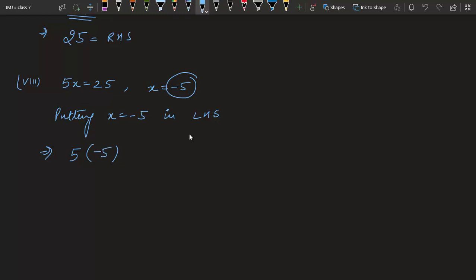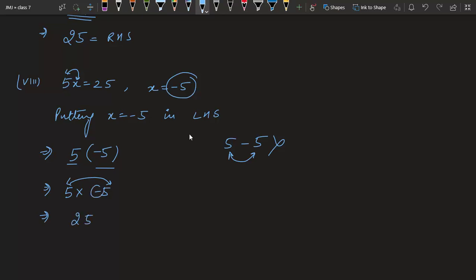Please note that if you write like this, it will be wrong, because it means 5 minus 5, but we have to multiply these two. So this is the correct way, 5 bracket minus 5. This means they both are getting multiplied. Now we all know when bracket will open, this negative will remain here only. So we will have 5 into minus 5. Further, when we multiply two numbers, 5 5s are 25.